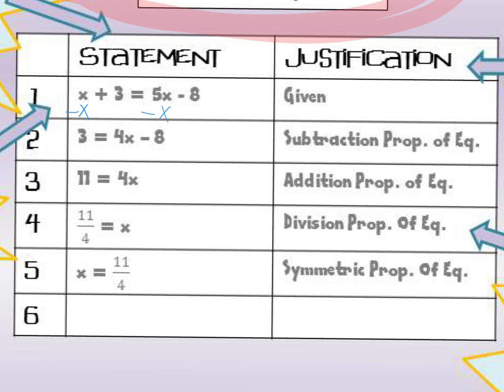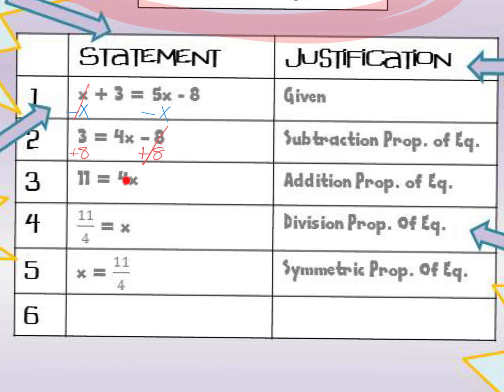Okay, so now we're going to add 8 to both sides, which cancels that out, which is what gives us that 11. Okay, so we have 11 equals 4x. We got that by using the addition property of equality. We added 8 to both sides to get this. So the justification is how we got what's in that line. We added 8 to both sides to get here.